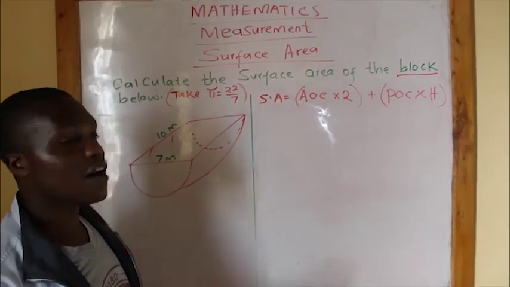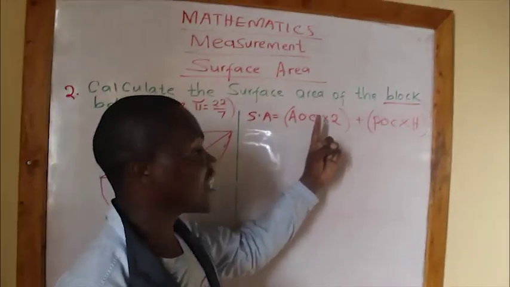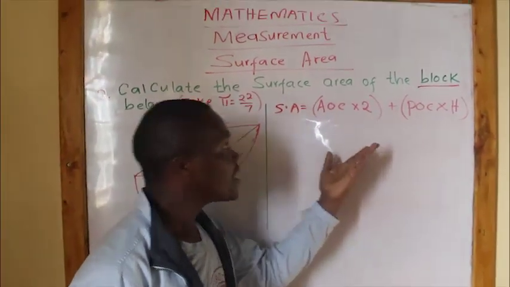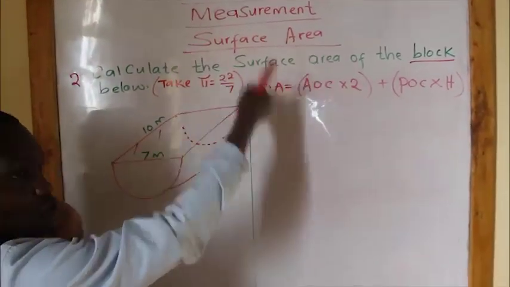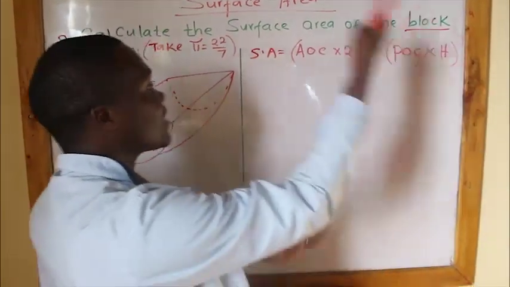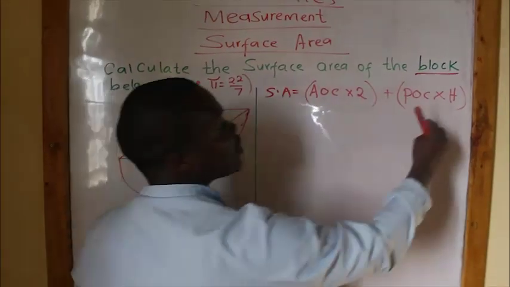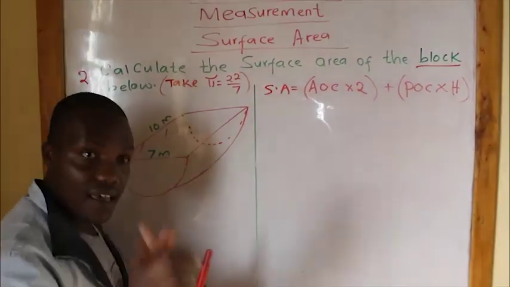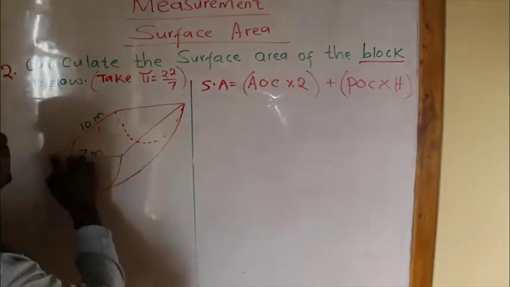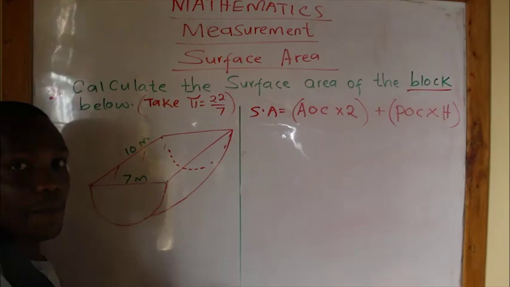So let us begin with our formula. Remember at your home, sing this formula, R times 2. The area of the cross section multiplied by 2. Why? Because the cross sections are 2. Then the perimeter of the cross section. So you go back to the same cross section, we find the perimeter of that cross section. Then you multiply by the height, and I say the height is the slanting height. Now in our case, the height is 10 meters. The diameter is 7 meters.